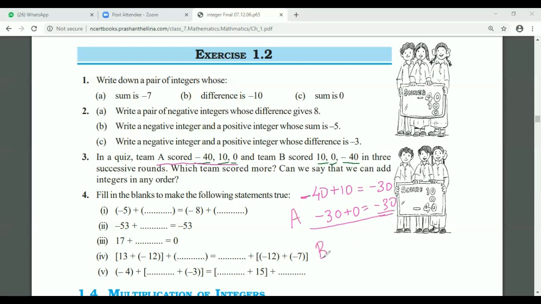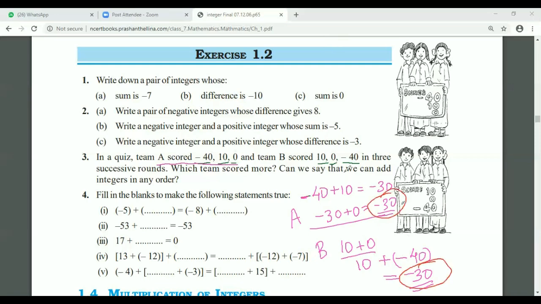Then what about team B? Team B first they are getting 10, then they are getting 0. So their present score is 10. Then they are again getting -40. So what will be their final score? 10 plus -40. We are finding their difference. The difference between 40 and 10 is 30. And the larger value is negative, so you put a negative sign. So -30 is the answer. So you can see that in both cases you are getting -30 as the answer.